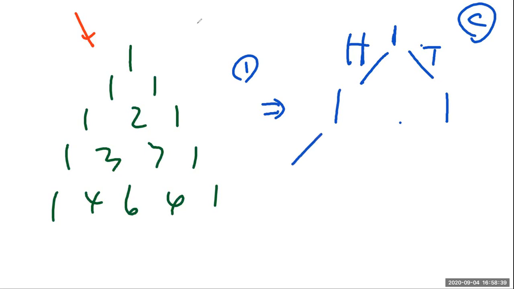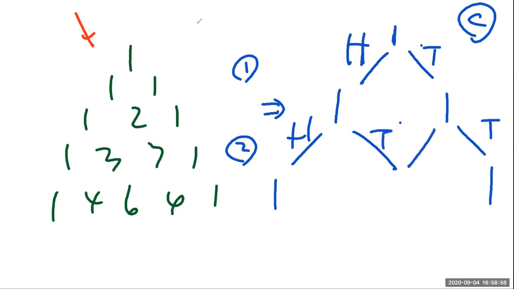And then you toss the second time. You may have head and head. You have one case with two heads, right? You have one case with two tails. You will have head-tail and tail-head, 2 cases that give one head, one tail. This is 2 head. This is 2 tail. Is that okay?